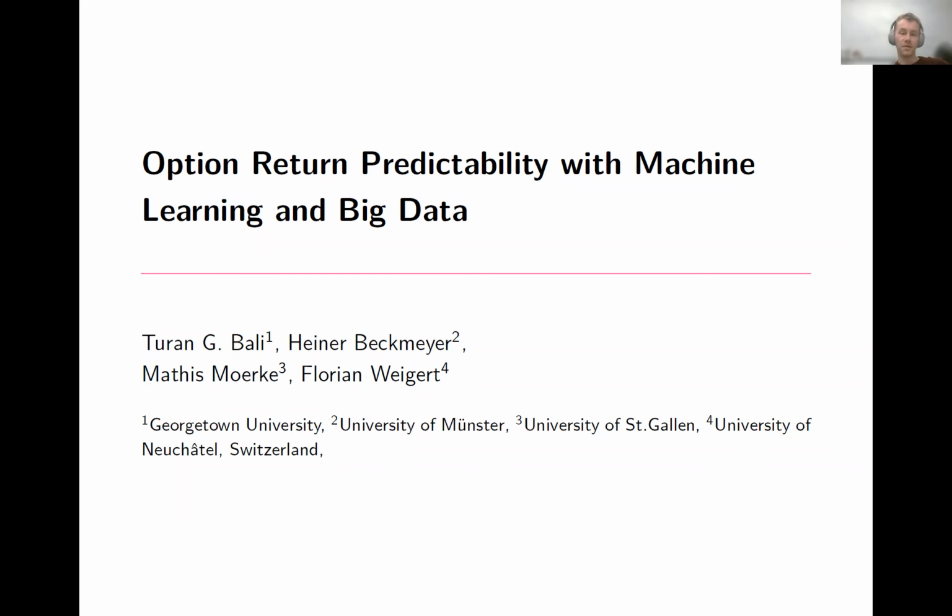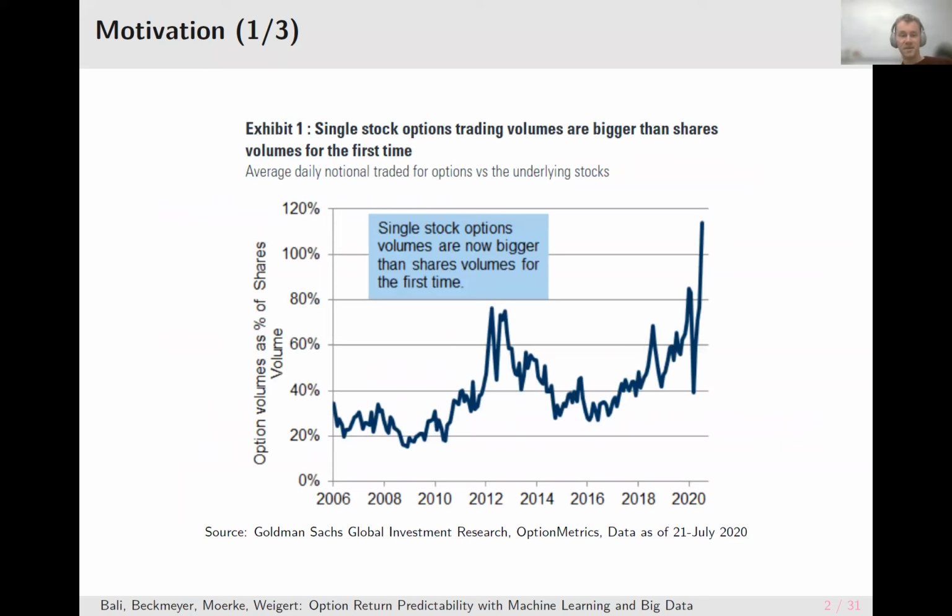And the main motivation for why this is a pretty topical and important avenue for research is to have a look at this graph, which we have taken from Goldman Sachs, and which shows the relative amount of trading in the option market on single equity options versus the underlying stocks. And what you can clearly see here is that from the beginning in 2006 up until mid 2020, we can see that this relative trading volume is definitely on an upward trajectory. So that means that relative to share trading, options have become increasingly important for investors. And it's very interesting to note this spike right here.